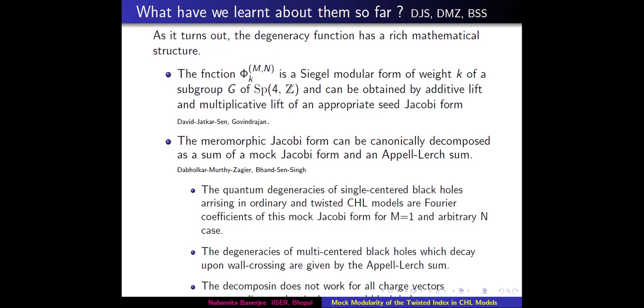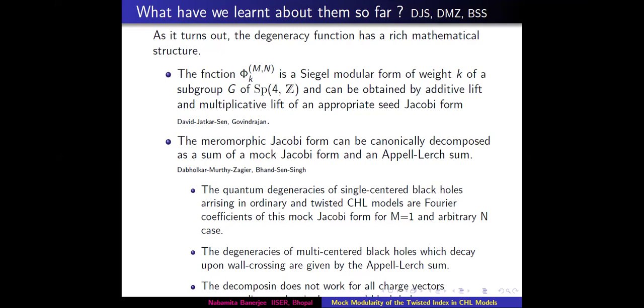Further, it tells us that the quantum degeneracies of the single-centered black holes that arise in the ordinary and twisted CHL models are the Fourier coefficients of these mock Jacobi forms, and this has been proved for the case of m equal to 1 and for arbitrary n. The degeneracies of the multi-centered black holes, which decay when one crosses the wall, are given by the Appell-Lerch sum. So mathematically it has this form, and each part also carries some physics information. And this last result is very important.